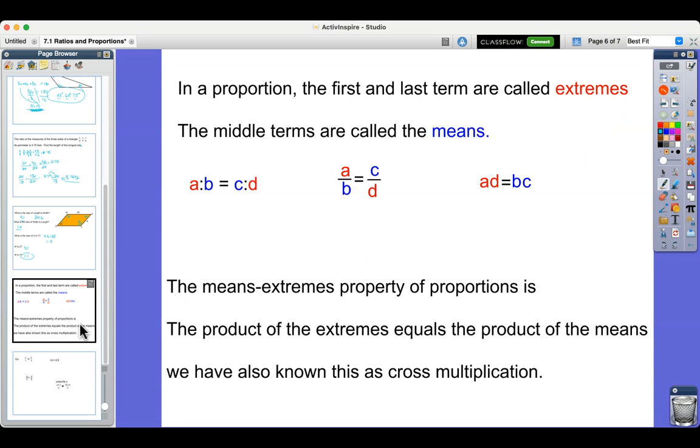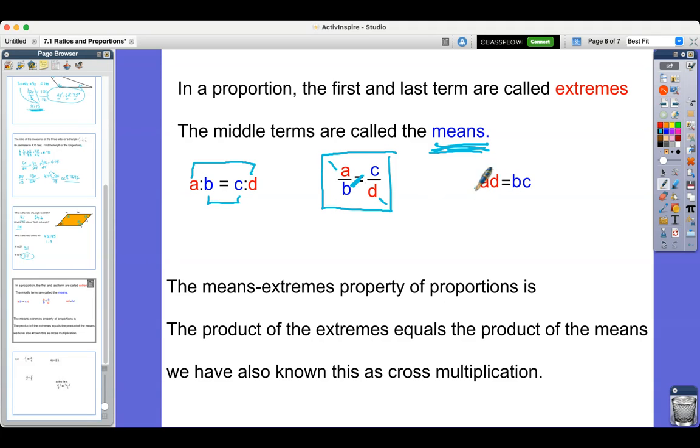Now let's talk about proportions. You've done proportions before, specifically these types of proportions. In a proportion, the first and the last terms are what we call the extremes. They tend to be the biggest and smallest numbers in a ratio. The middle terms are called the means because they're closer to the average. So for example, these are the extremes and these are the means. The first and last are the extremes, and the two in the middle are the means.